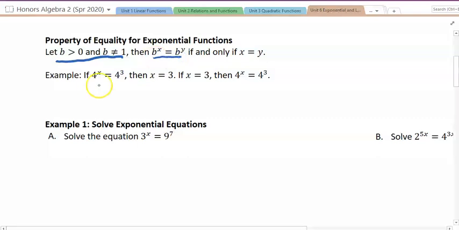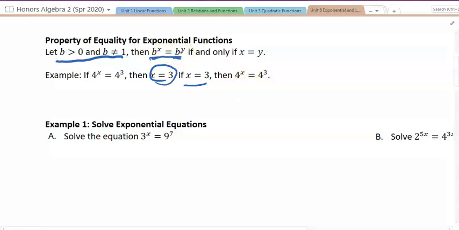So let's look at the example below. If I have 4 to the x is equal to 4 to the third, then x has to equal 3 because 4 to the fourth doesn't equal 4 to the third, right? And so the converse is also true. If I'm given just that x is equal to 3, then I could make those exponentials by using the same base for both. And that's why you see b for both. It's not like b and c. It's the same base for both parts of the exponential.